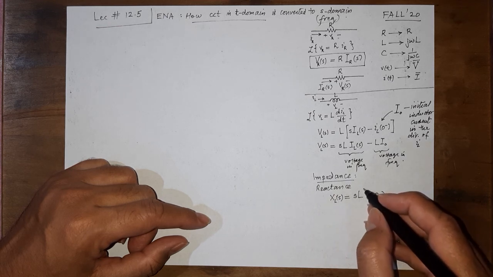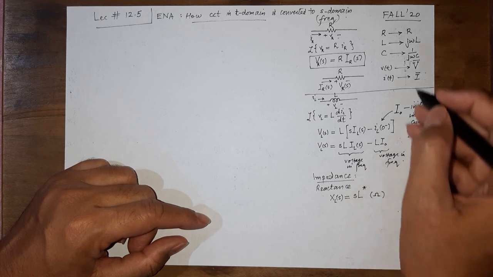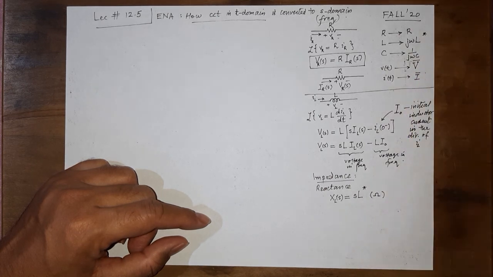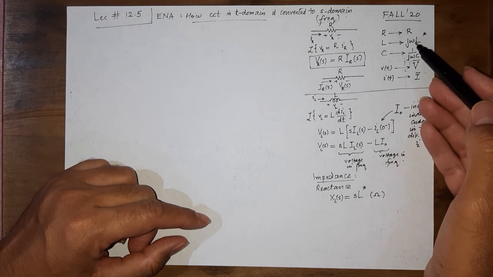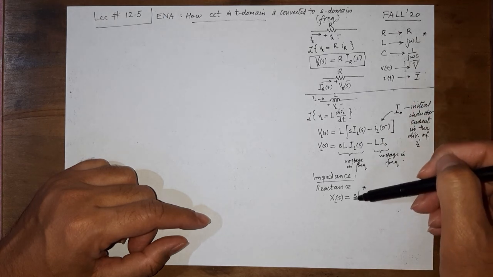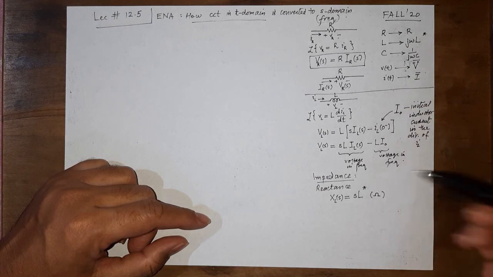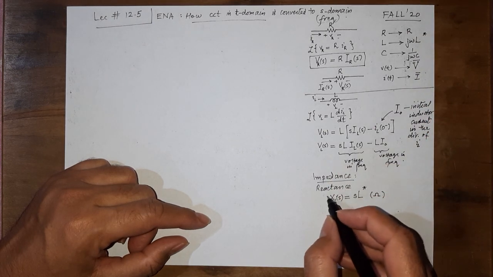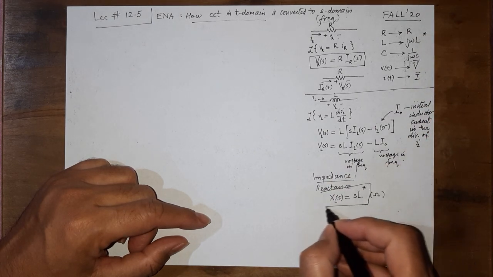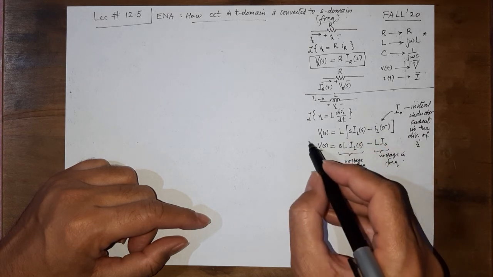So compare this with this. So if S is replaced by j omega, we get the same thing. And this is one thing to be noted. The other thing to be noted is this expression itself.